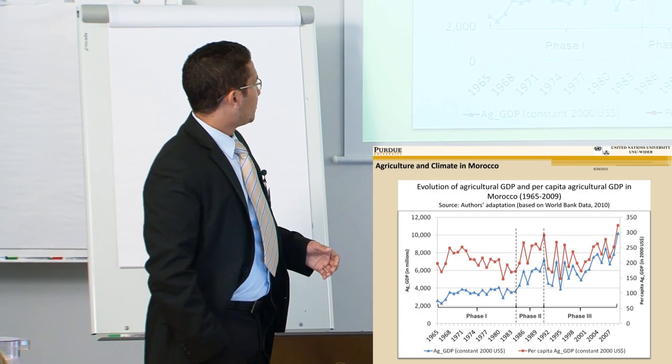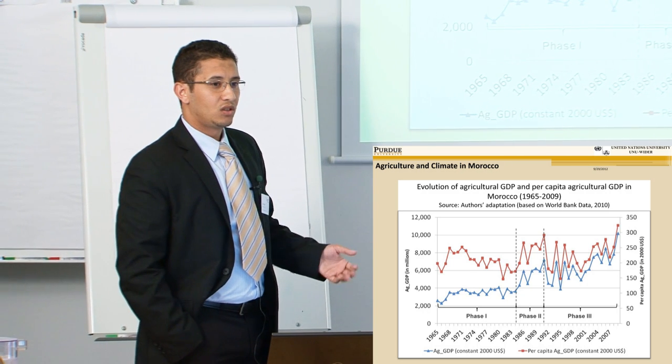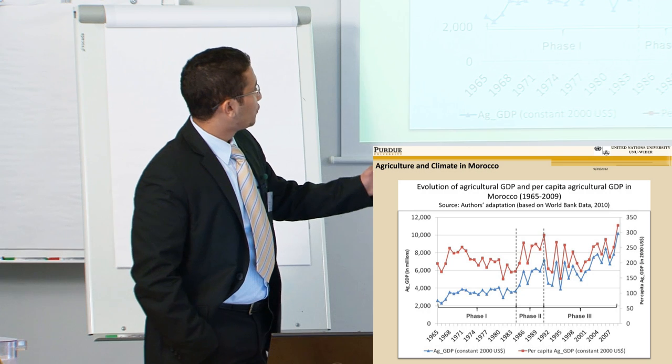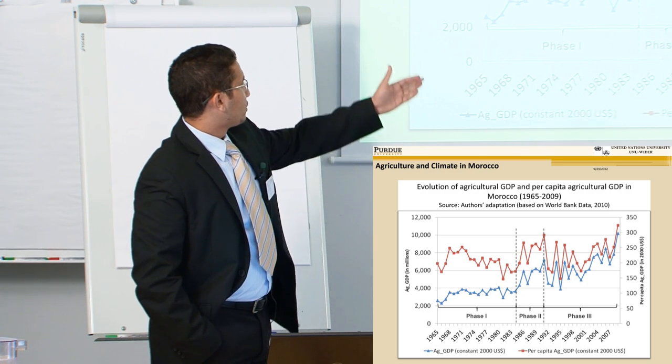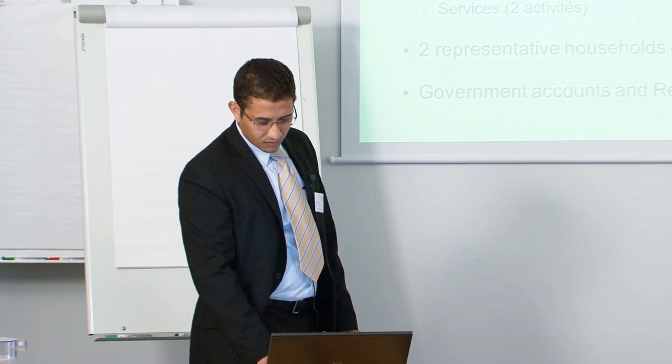Historically, droughts have had severe impacts on agriculture in Morocco. It's improving, but as we can observe from the volatile trend in the ag GDP, this is still a recurring issue in Morocco.